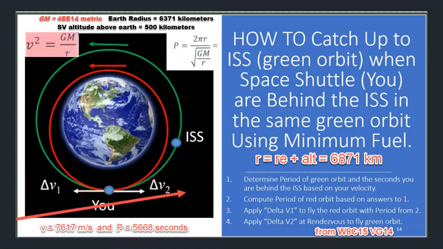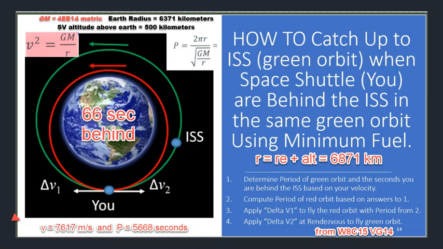Okay. Now we want to determine the period of the green orbit and the seconds we're behind. Well, we've got the period, that's 5668. How many seconds are we behind? Well, we're 500 kilometers behind, and we're doing 7,617. So if you divide 500 kilometers by 7,617 meters per second, you'll get 66 seconds. So we are 66 seconds behind the International Space Station.